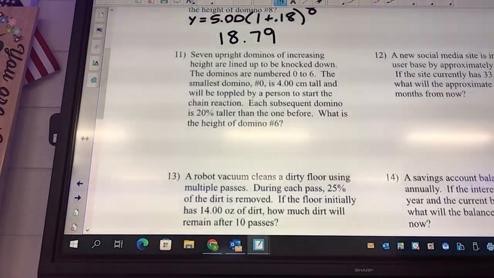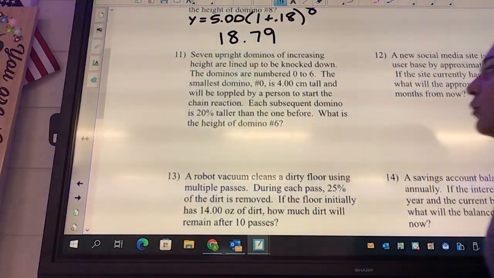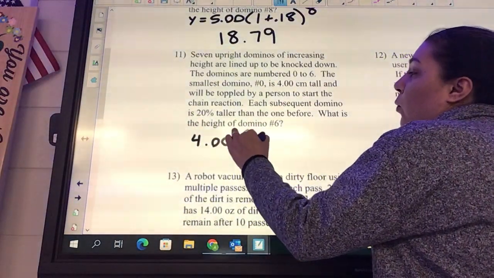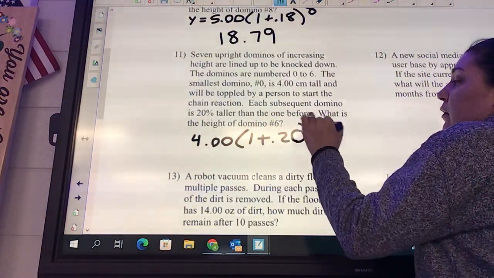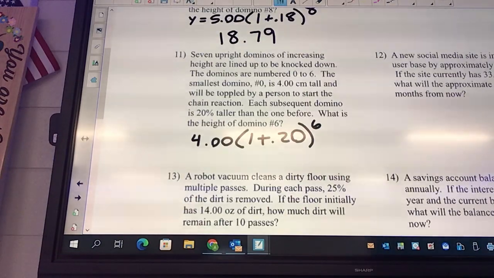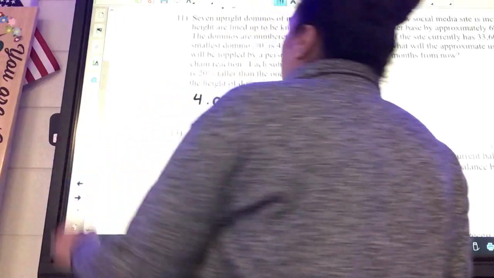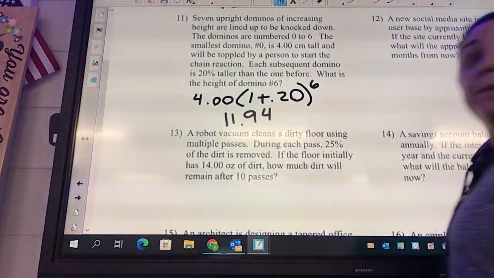Okay, 7 upright dominoes. Each one is taller than the one before. So we're going to start out at 4.0, 1 plus 0.20 to the 6th. $11.94. Somebody agree with that?